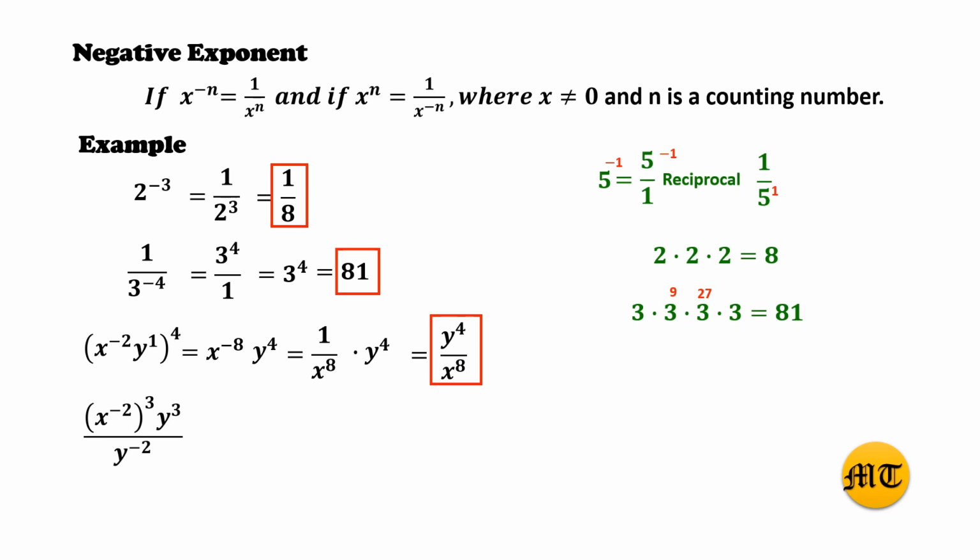x raised to -2, open and close parenthesis, raised to 3, multiplied by y raised to 3, over y raised to -2. First, let us remove the parenthesis by distributing the 3 inside of the parenthesis. We have x raised to -6, multiplied by y raised to 3, over y raised to -2. For you to clearly see and understand the process, I expanded the expression.